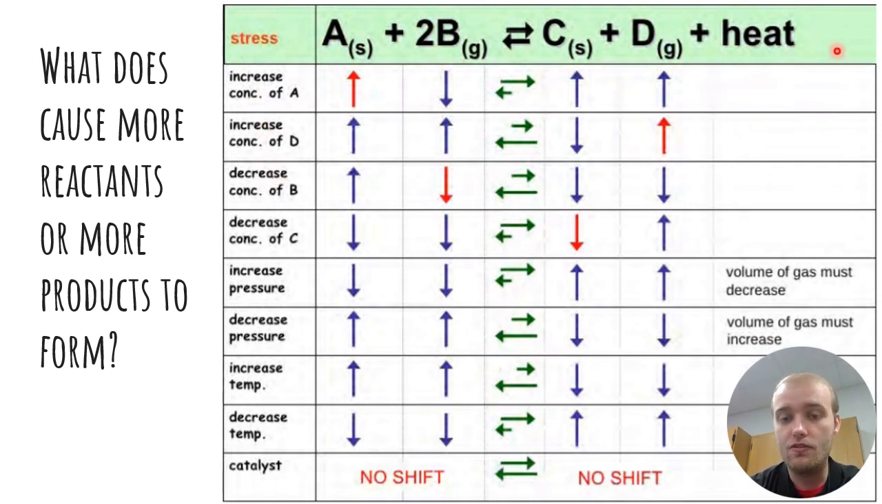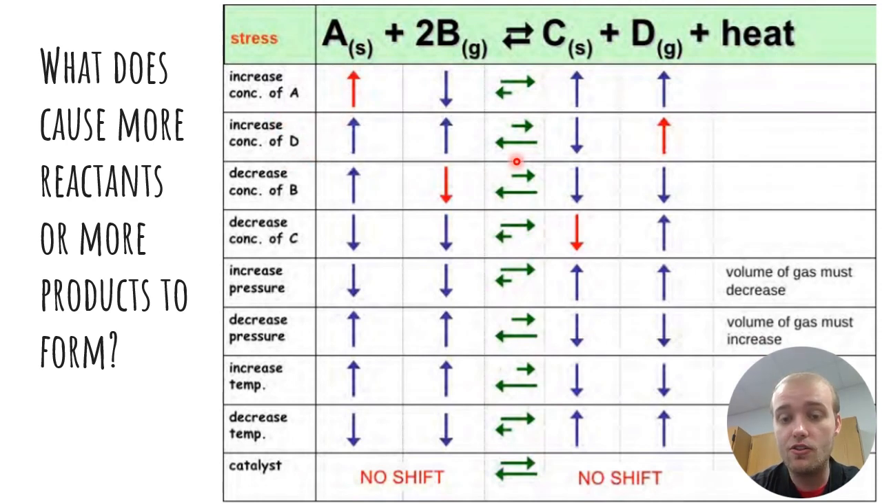So the stress for this reaction, this says what happens if we increase the concentration of A. In other words, this red line right here, that's the stress right here. Okay, that's the stress. So if we increase the concentration of A, well, what happens is our equilibrium actually gets shifted over to the right. In other words, we end up producing more products if we give more A to the reactant side.